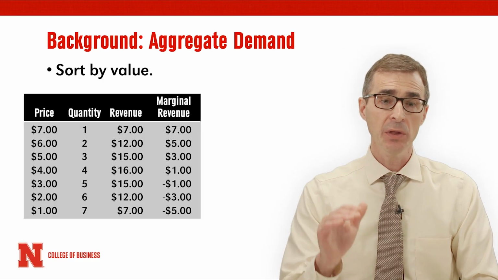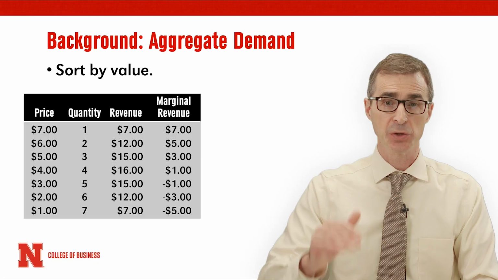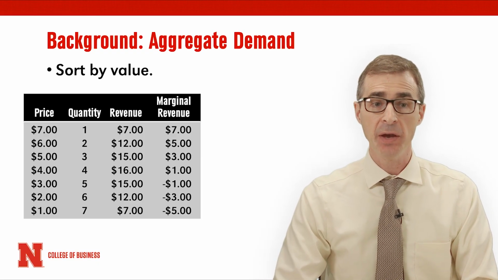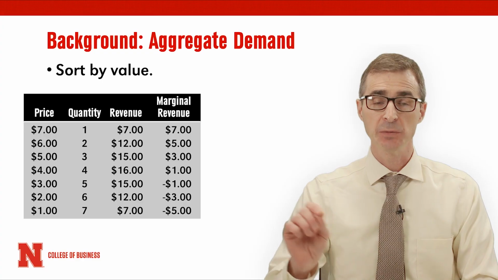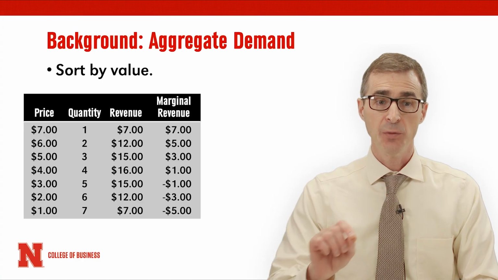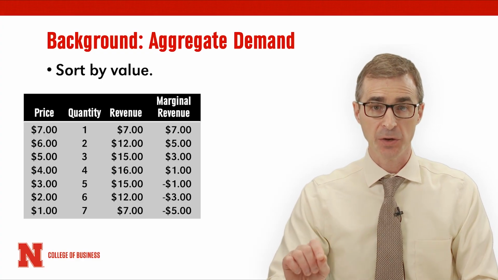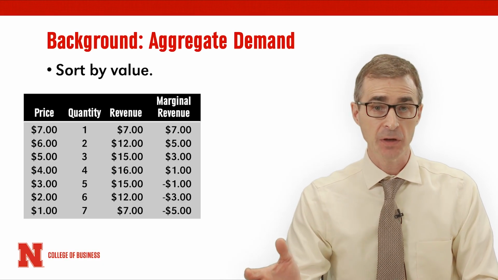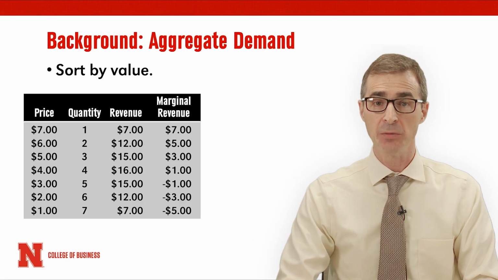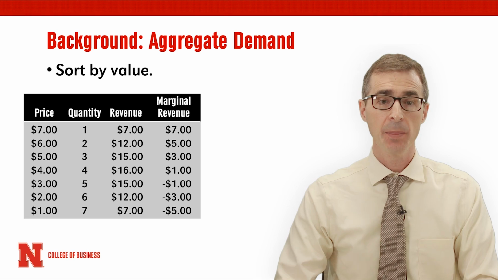Now, we can calculate 2 very important measures. Revenue, which is in the third column, and that is simply defined as the price times the quantity. 7 times 1 is 7. If we sell 2 units at $6, that generates $12 of revenue. 3 units at $5 generates $15, and so on. So the revenue in column 3 is simply price times quantity.